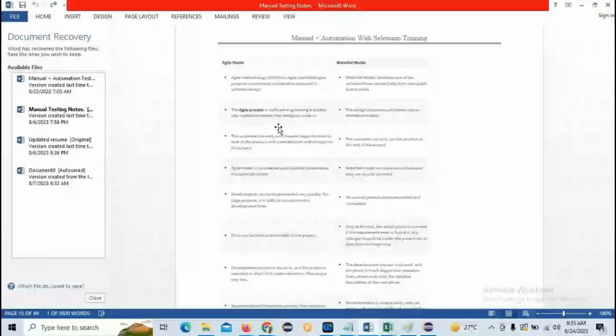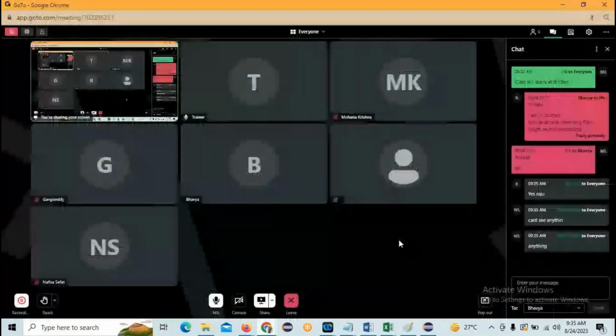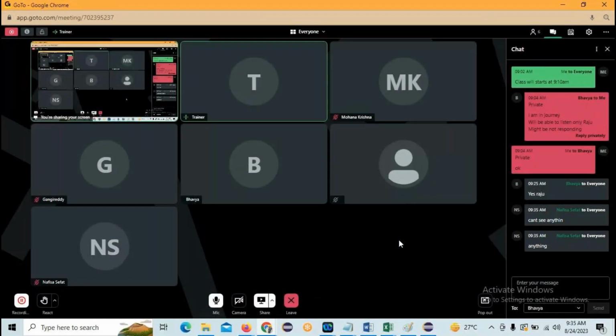Yes, Raju. Any more doubts so far in the agile methodology? Feel free to ask your doubts. Nafisha, I didn't get your point. Okay, you are telling that you couldn't see the difference document because the page was blurred, right? Anyway, I will share the document with you in the group created by the institute today. Okay, don't worry.